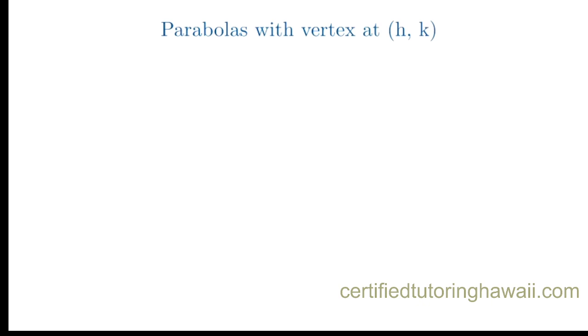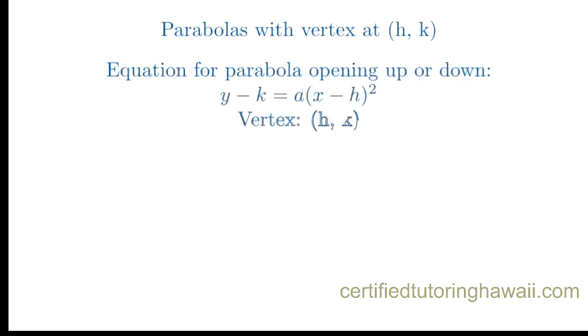The vertex is represented by the point (h, k). A parabola can open up or down. For these, the equation is y minus k equals a times the quantity x minus h squared. This looks a lot like our standard quadratic form, but shifted. The vertex is at the point (h, k).